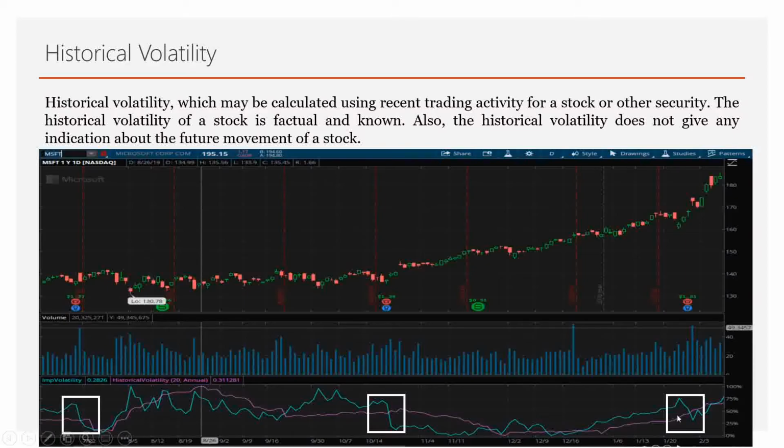So here, why I explained this is because we compare historical volatility with implied volatility. If implied volatility is above historical volatility, then we sell. If the implied volatility is below historical volatility, then we buy.